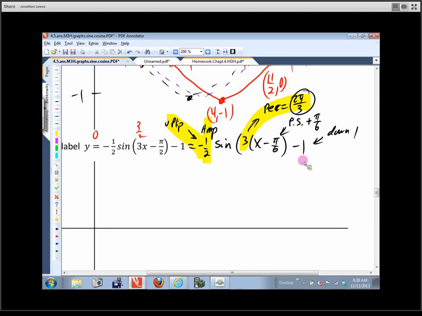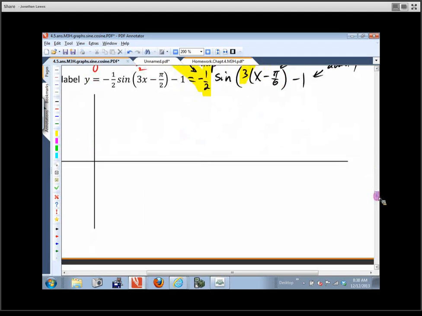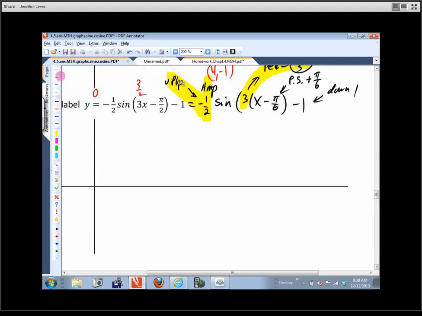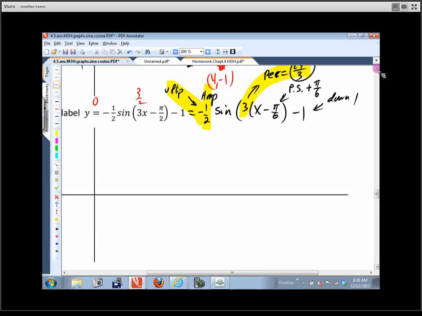Okay, so I'm going to slide this down, and we're going to think about that for a second as we scale this. I'm going to do this in red, and we'll do a dotted one. I'm going to need to move this down 1 unit, and the amplitude is 1/2. So this is going to be a half, that's going to be 1. So this is -1, and that's +1.